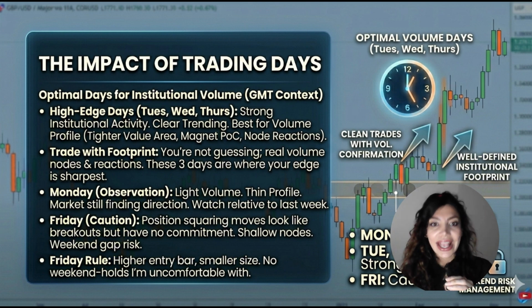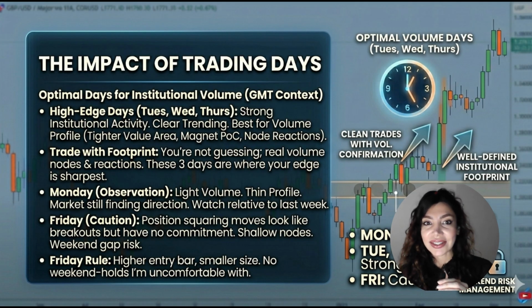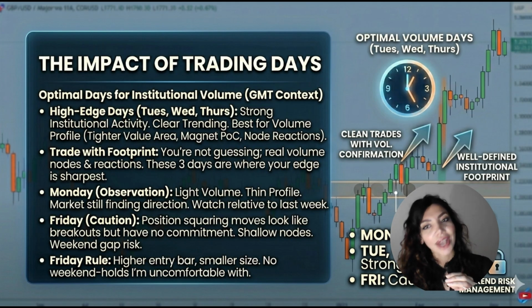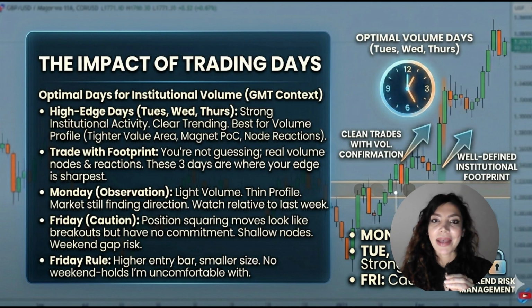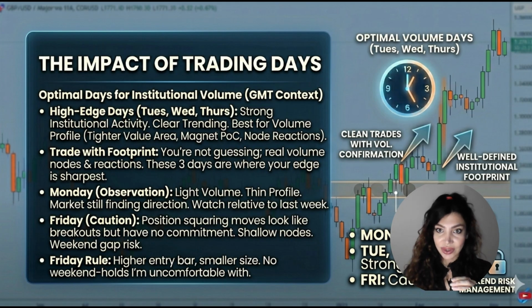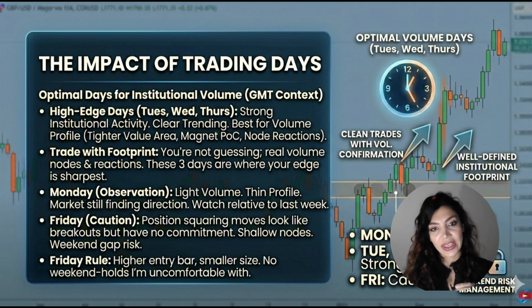Friday, on the contrary, is one to be careful with. Position squaring before the weekend creates moves that look like breakouts but have no real volume behind them. Shallow nodes, no institutional commitment, and there's always weekend risk. A gap against you on Sunday night is a real possibility. My Friday rule is simple. Higher bar to enter, smaller size if I do, and nothing open that I'm not comfortable holding over the weekend.